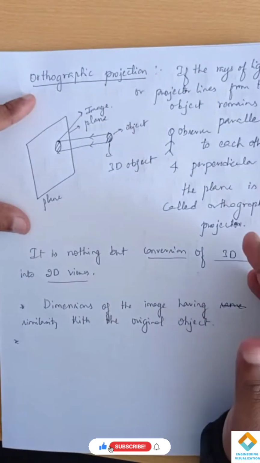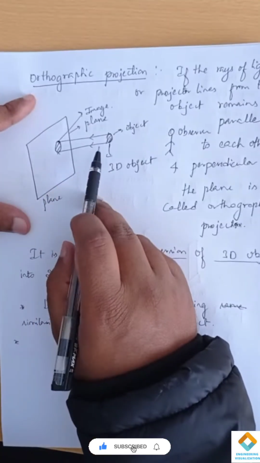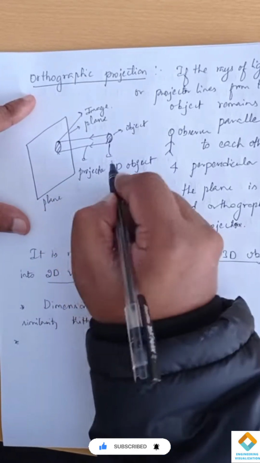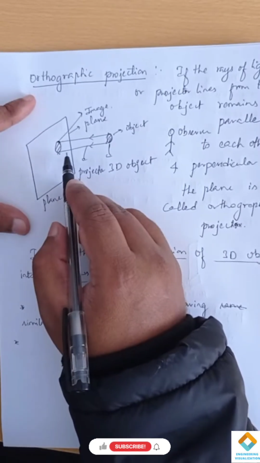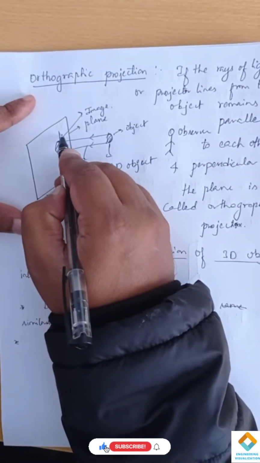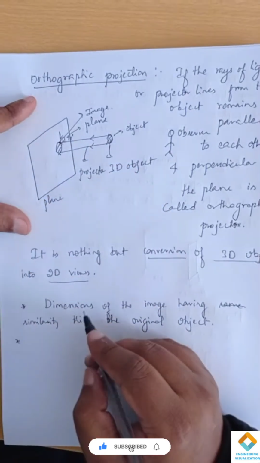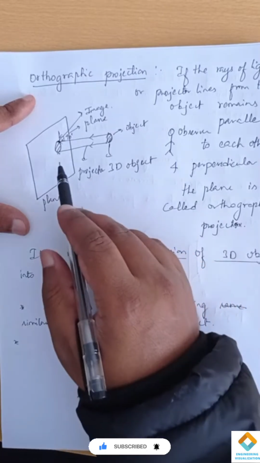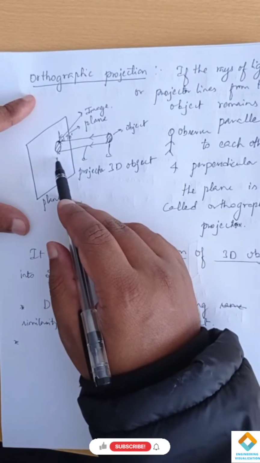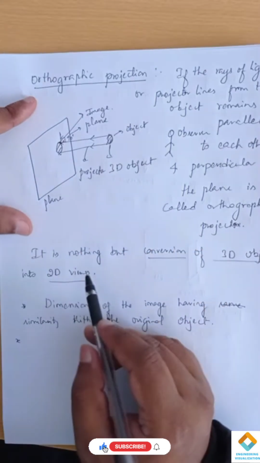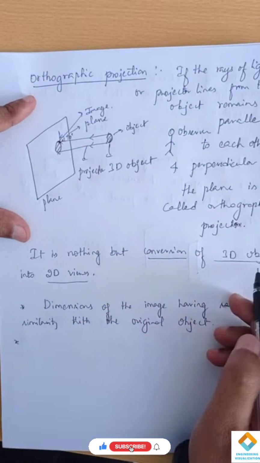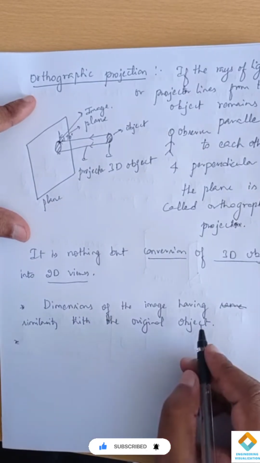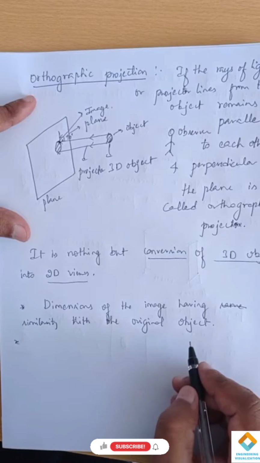Now we understood, right? Orthographic projection means the rays of light or the projector lines, if they remain parallel to each other and become perpendicular, exactly 90 degrees, to the plane of projection, we call that an orthographic projection. Wherein the dimensions of the image of an object remain the same as that of the object. So we can define it in another way as the conversion of a 3D object into 2D views, wherein the dimensions of the image will be similar to that of the original object.